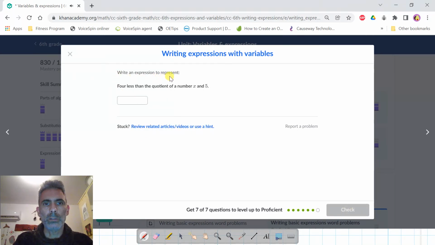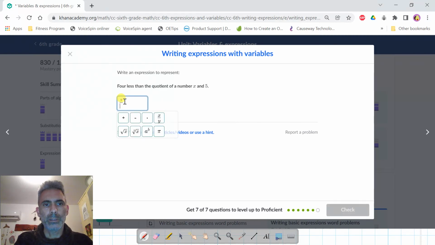Write an expression to represent 4 less than the quotient of a number x and 5. Okay, so first I need the expression to represent this part, the quotient of a number x and 5. So this is the quotient of the number x and 5. x divided by 5, or x over 5.